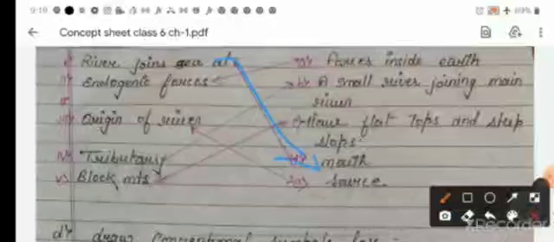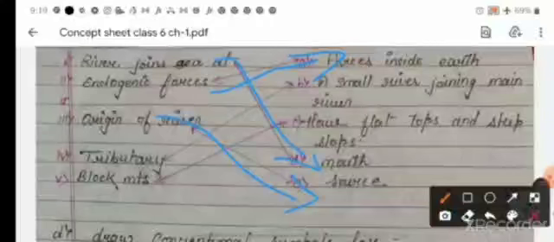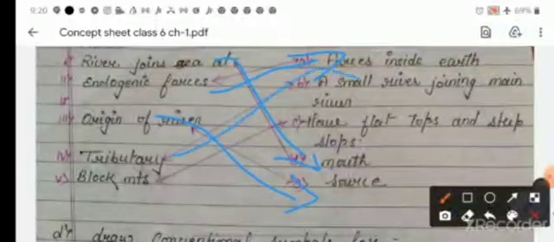And the endogenic force is the force that acts in the interior parts of the earth. The origin of river is your source, and it is called source. Where do rivers originate? From the glacier, from the mountains, and this is called your source. Tributary, what is tributary? I told you, a stream or a small river which flows into a large river is called tributary, a small river joining the main river.